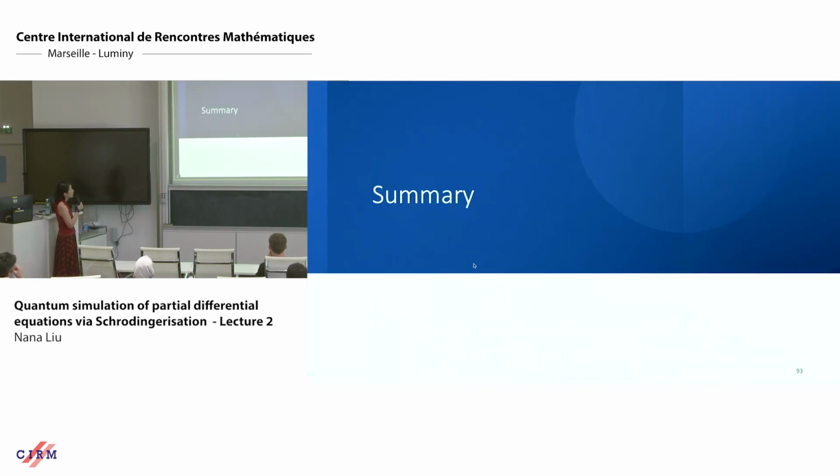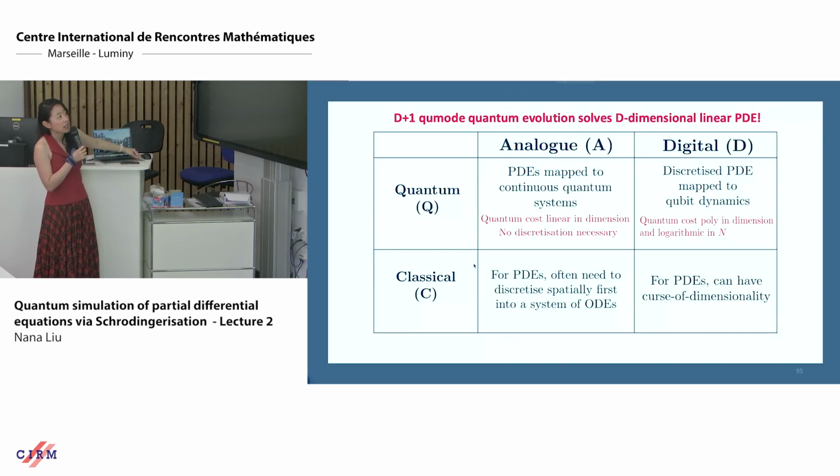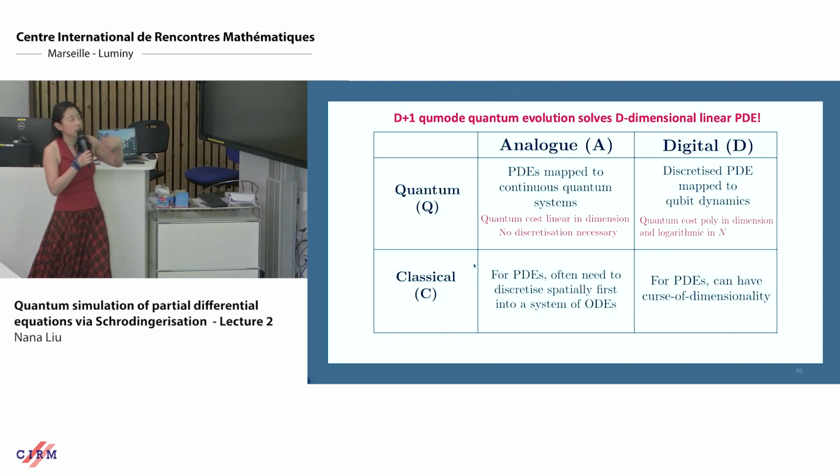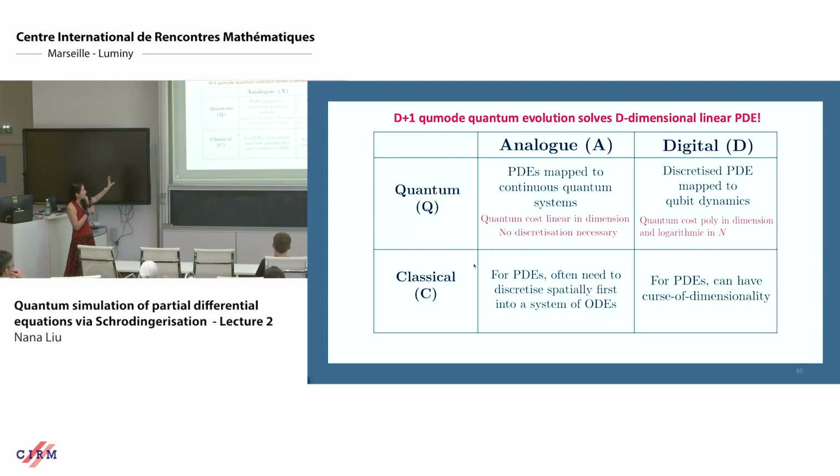So, a summary. This is the summary. And again, just a reminder of the 4 different types of simulators we can have for PDEs: classical digital or classical analog, and quantum digital or quantum analog. I do just want to emphasize again that this is regardless of the actual cost of things.